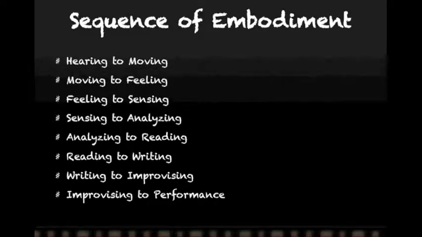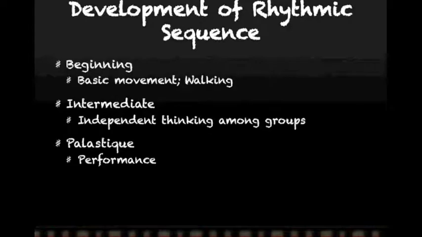This slide right here is just a sequence of the embodiment, hearing to moving, moving to feeling, feeling to sensing, and so on, all the way from improvising to performance. The development of rhythmic sequence. There are three lessons to this: a beginning, an intermediate, and the last one known as plastique.